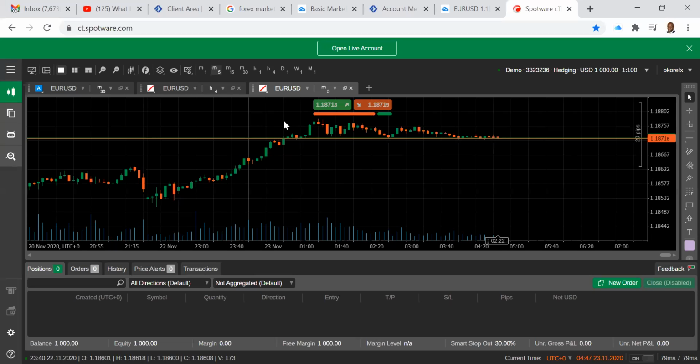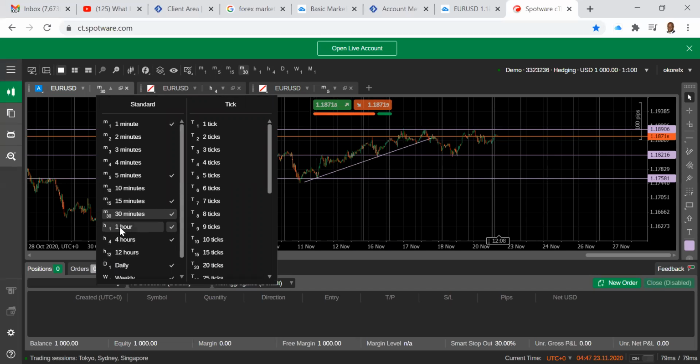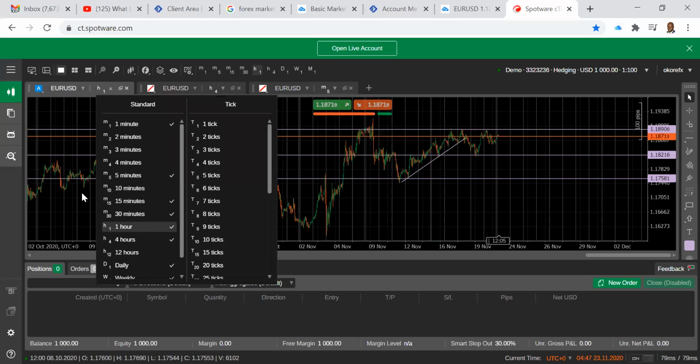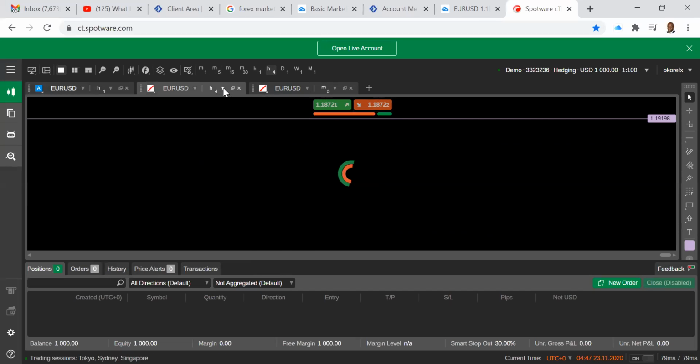All right. So I will pretend we are doing the 1 minute. I will go to this Euro USD and change that to 1 hour. I will make it the 1 hour time frame. And then I will go to the next chart and I will make it 5 minutes.